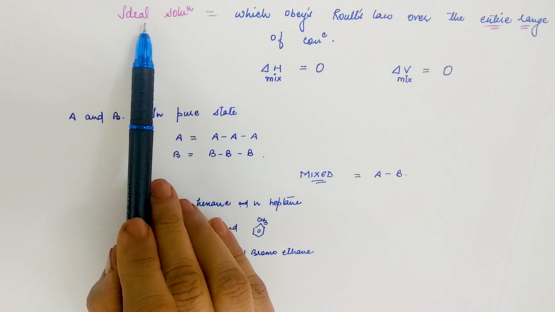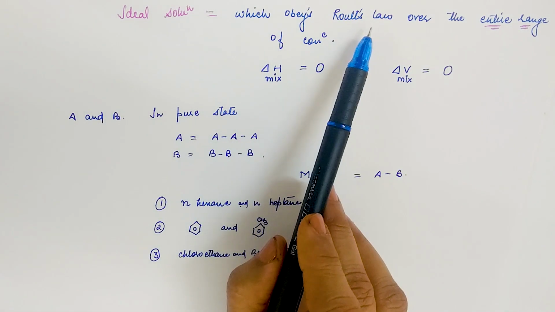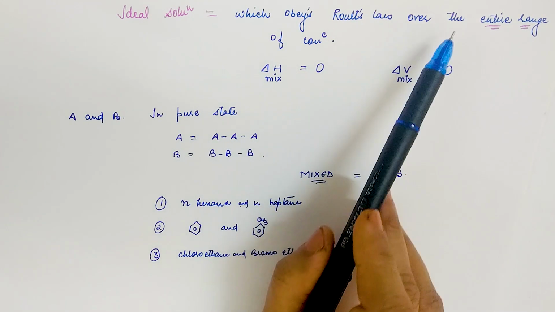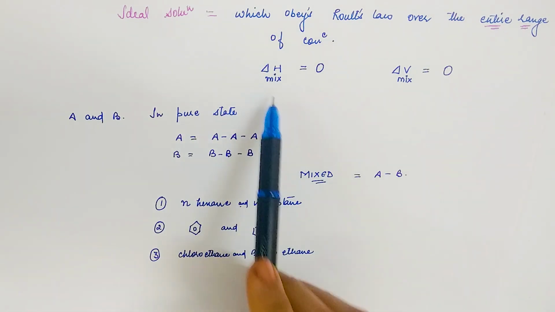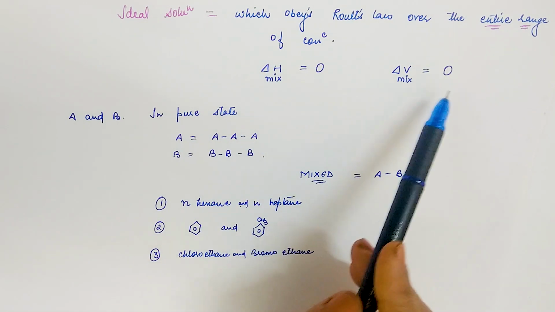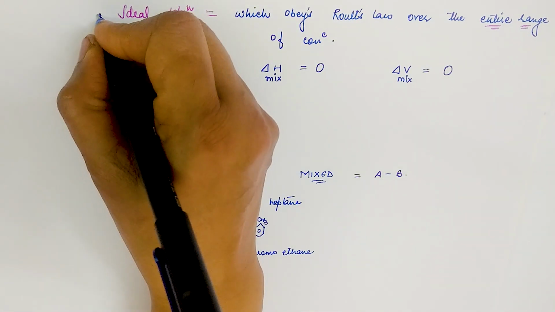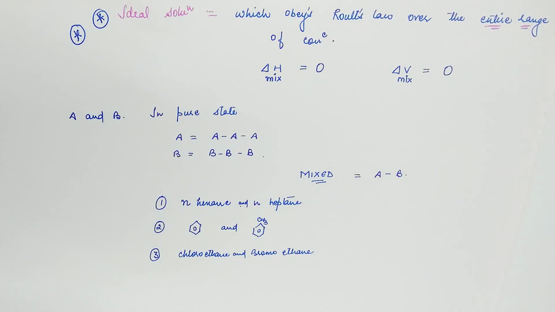it is said, what is an ideal solution? If you write only "which obeys Raoult's law", generally children write in this way, but you have to write that over the entire range of concentration, delta H of mixing is 0 and delta V of mixing is 0. This whole thing you have to write if it is asked, what is an ideal solution.